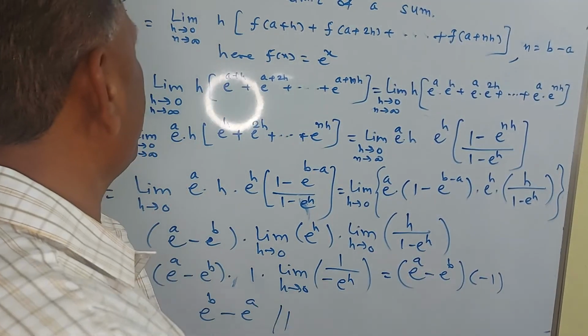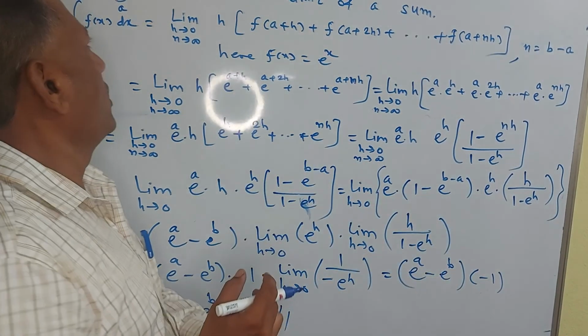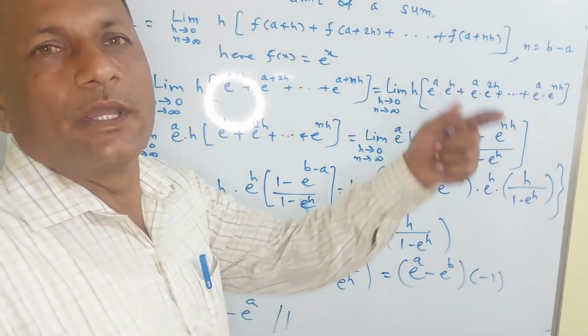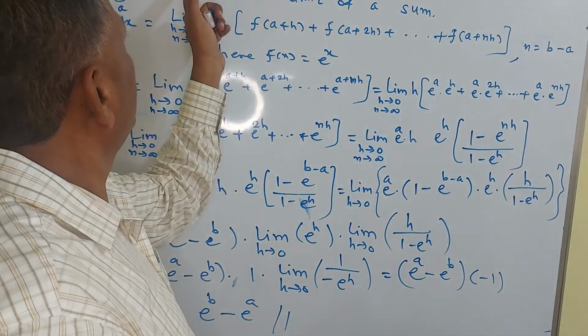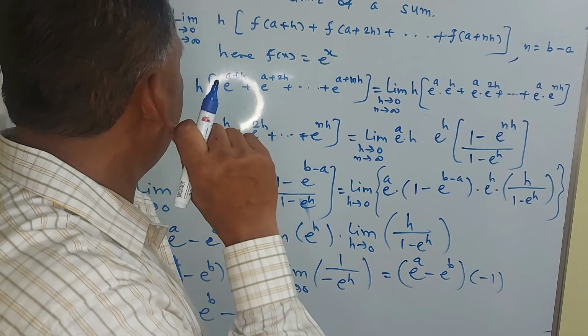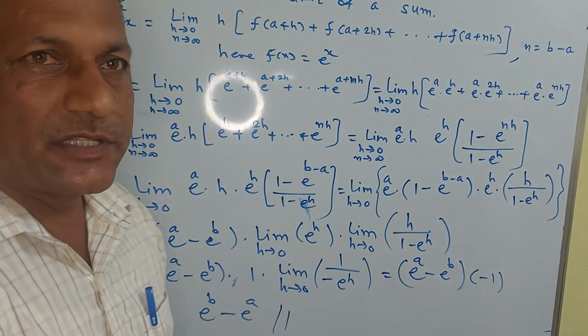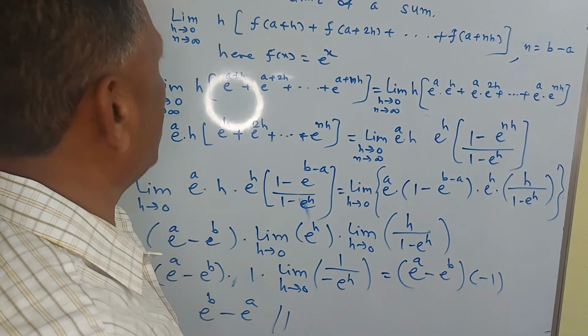Now you know the integration of e raised to x is e raised to x, upper limit is b, lower limit is a, therefore it is equal to e raised to b minus e raised to a. So that is its answer. But by your fundamental theorem of integral calculus, definite integral as the limit of a sum, how do you find its integration e raised to x dx?